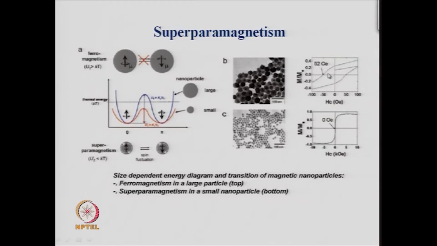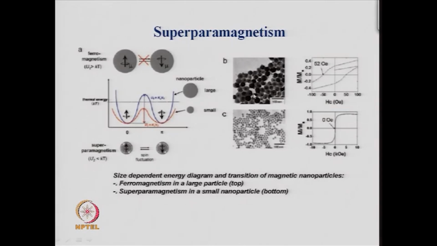So, for a large particle, where you plot magnetization on the y axis and the applied magnetic field in Oersted on the x axis, you see that there is a loop. Although the loop is not closed here, if you go to higher fields this loop may close, but you can see that there is an area under the curve when you plot magnetization versus magnetic field. This is for large particles.